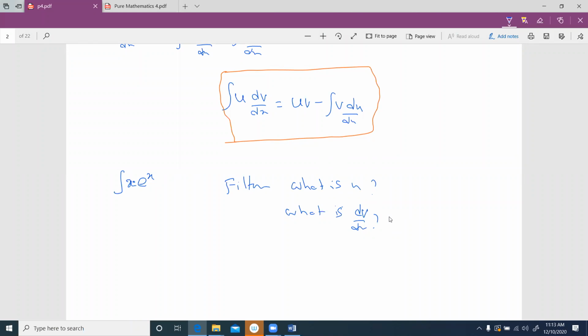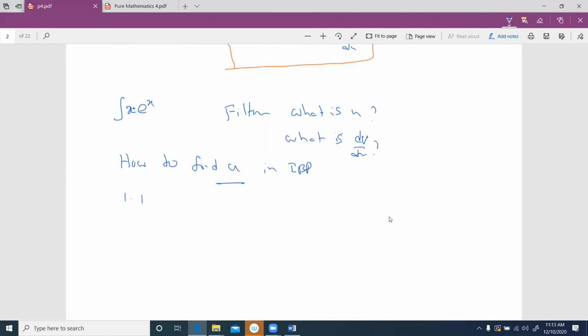This is the sequence we follow to understand what is u and what is v. How to identify u in integration by parts, IBP? There is a rule. The first rule is: if there is a ln function, use it as u. The first priority is given to the ln function.